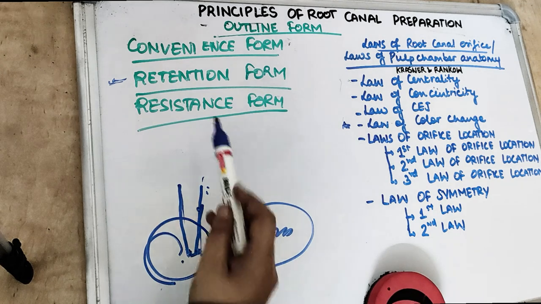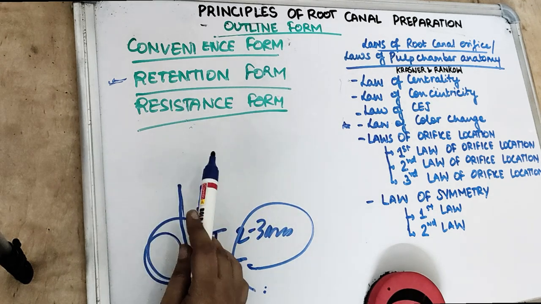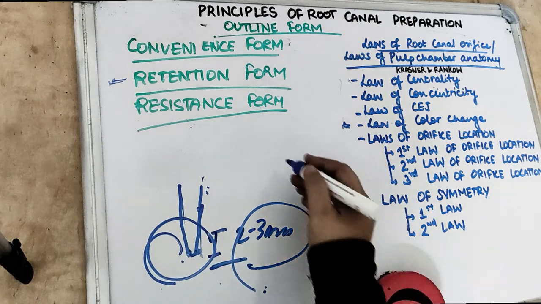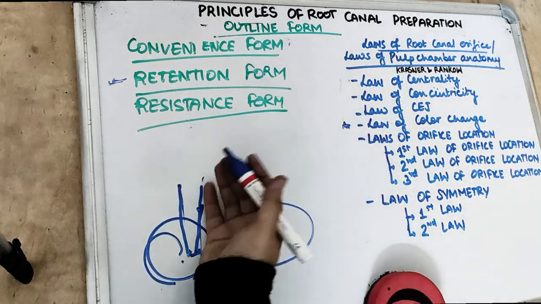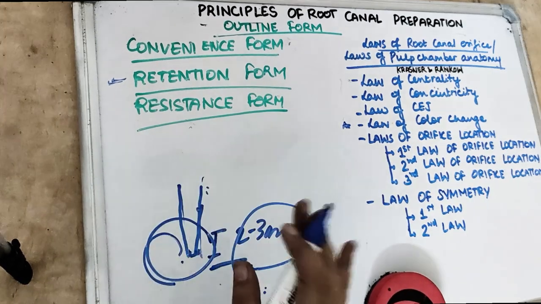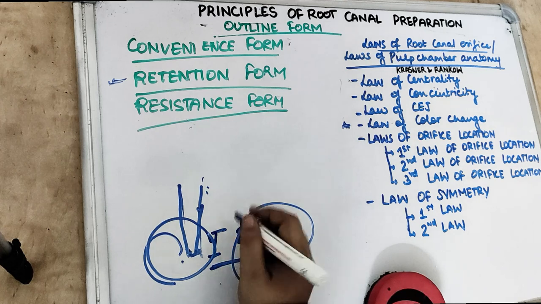Now talking about the resistance form. The last one is our resistance form. Resistance form is we are not doing overfilling. We are not going beyond the apex. So this is the resistance form. The main primary objective of the resistance form is that we are terminating the GP up till our cemento-dentinal junction.